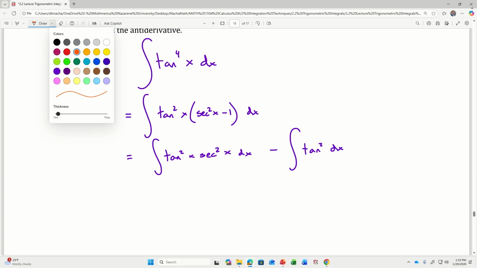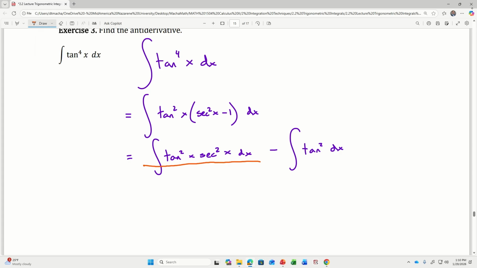In this first integral, I can solve this with u substitution, where u is set equal to tangent. Because if u is equal to tangent, du is going to be equal to secant squared dx. And that means u squared du.